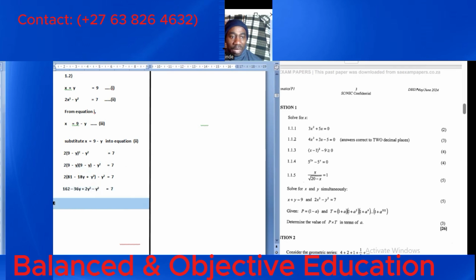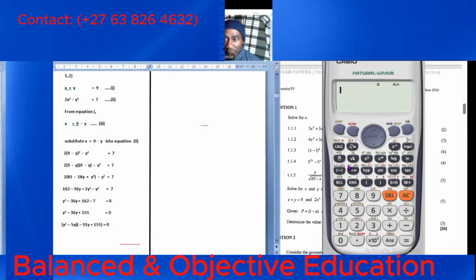So what we can do now is to bring that 7 over to the left-hand side. So that will be 162 minus 7, and that gives us a value of positive 155. Now, we can solve this equation quadratically. You can factorize. So you can rewrite this equation as y squared minus 5y minus 31y plus 155, and you set it to 0. So let's solve it using the calculator first.